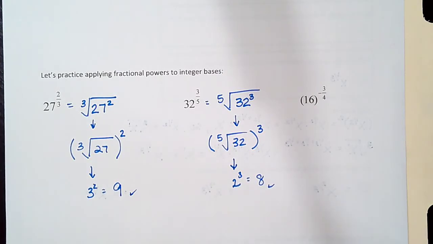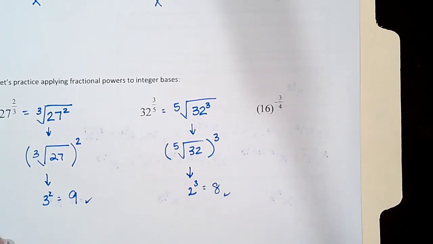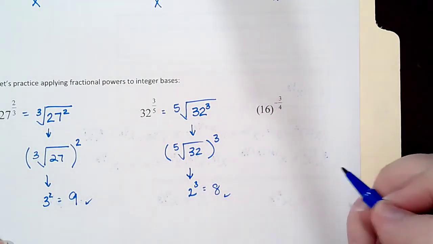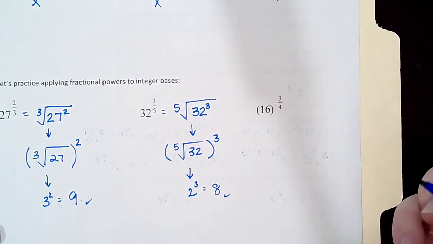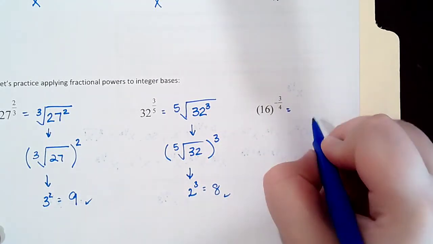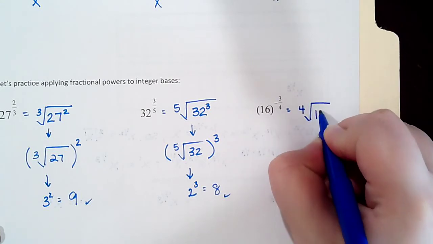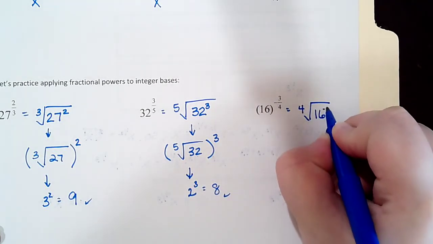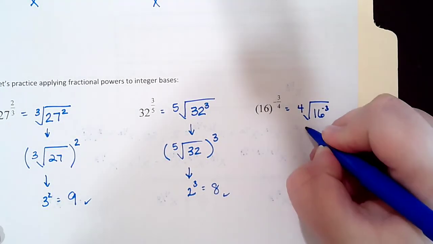And last, but definitely not least, 16 raised to the negative 3/4 power. I don't want you to freak out over the negative, because guess what? We can deal with that negative at any point in the problem. We don't have to deal with it first or last. We don't have to follow any rules like that. So let's just start off the way that we know how. The 4th root of 16, and I'm going to go ahead and put the negative 3 in here. But again, we don't have to deal with it in any particular order.